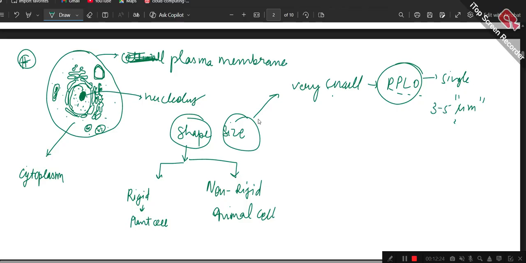And we also have an ostrich egg as the largest cell. It is a single cell, okay? So it is the largest cell that is known, right? So very small and very large cells.